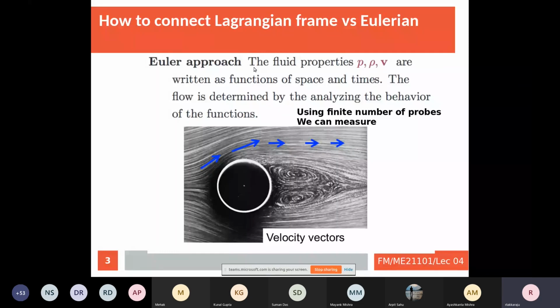Is that point clear? Yes. Guys, is there any person to whom it is not clear? There are two velocities we are talking about. One is Lagrangian velocity, the other one is Eulerian velocity.